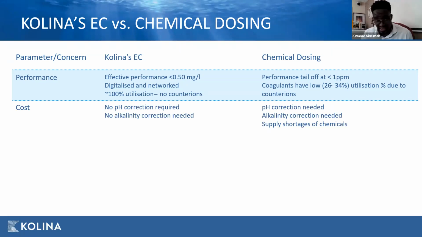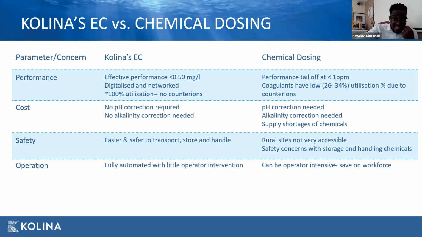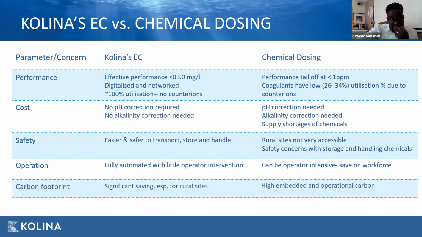There's a significant cost saving with EC because, again, you're not having to pump in lots of chemicals to address pH and alkalinity. And we all know what the supply chain, cost and demand of chemicals are at the minute. The fact that you're not having to transport tons and tons of liquid chemicals, or handle or store them, means there's an inherent safety saving to the operator. Very little operator intervention, and like I said, we are looking at our carbon footprint, which we believe would offer significant savings, especially for rural sites.